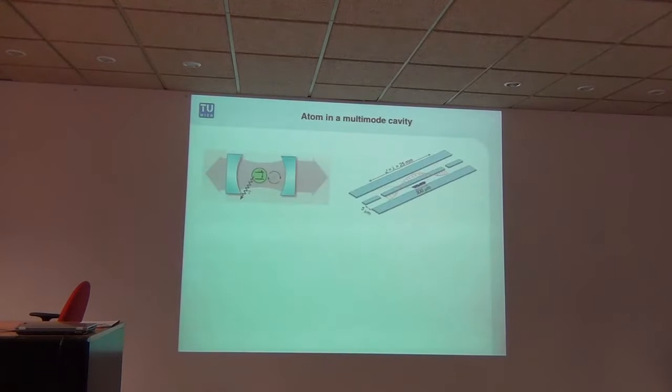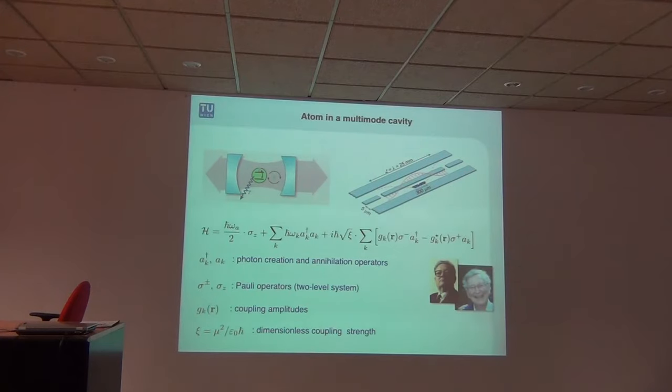So let's begin. The first thing I'll talk about is an atom in a multimode cavity. These are generic descriptions. The description is basically an extension of the Jaynes-Cummings Hamiltonian. You can see here that the atom is now coupled to a multimode cavity. This cavity extends over different modes. Here the summation need not be a summation, it can also be a continuous distribution of modes.